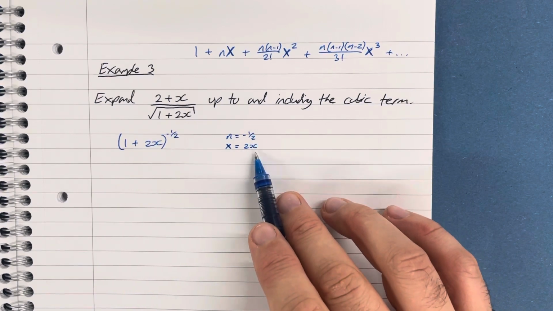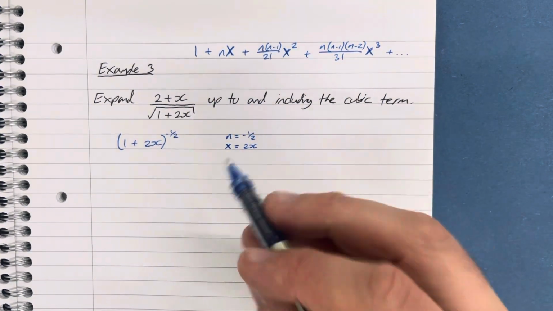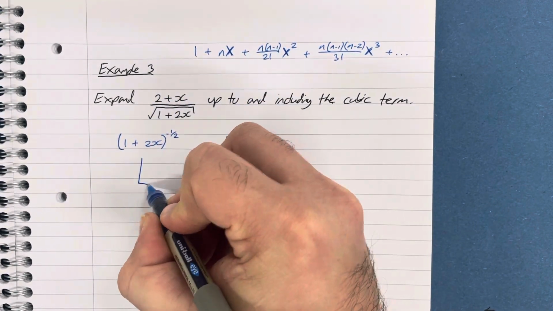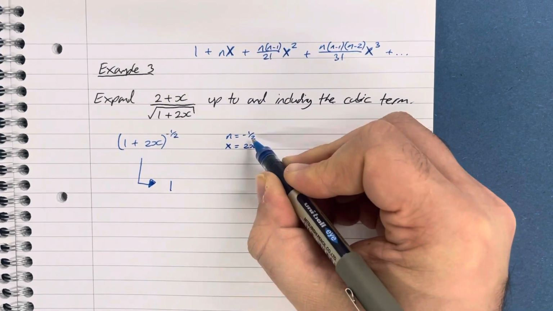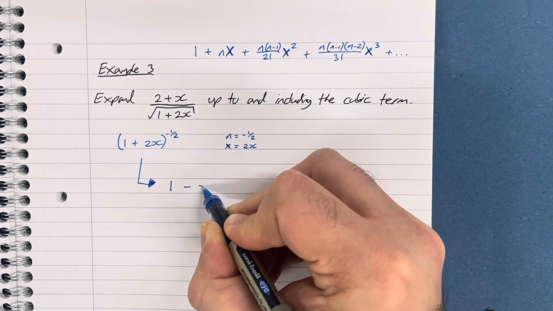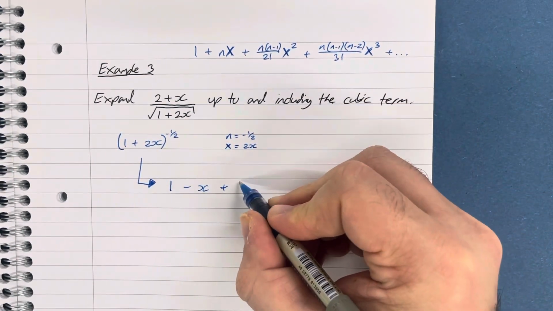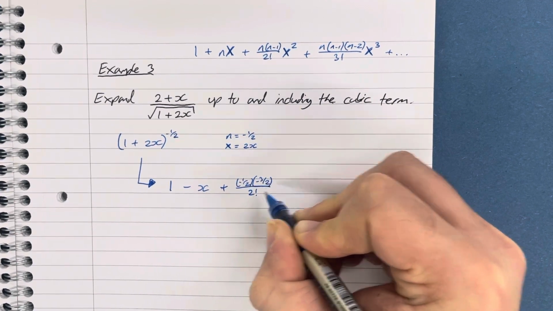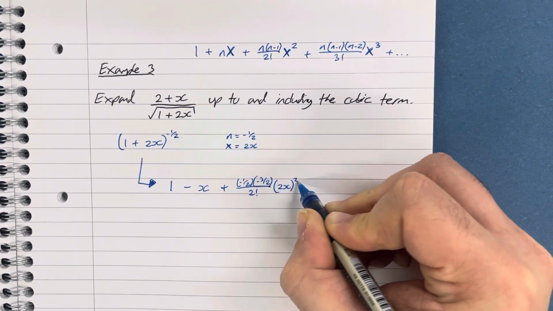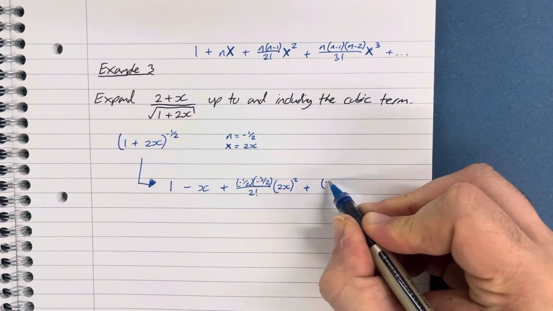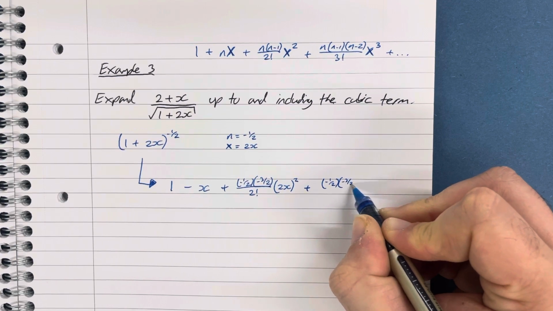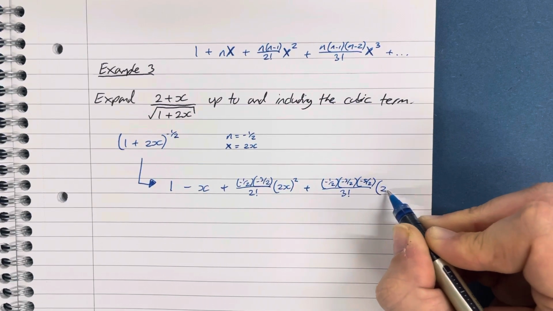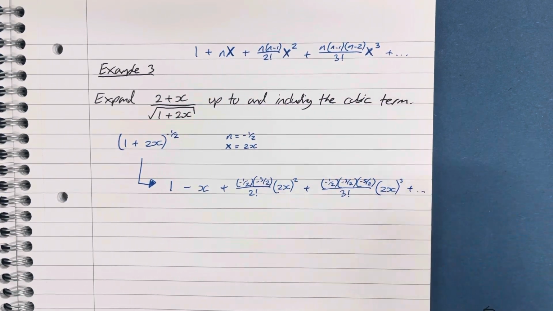And we're just going to take these two definitions and plug them into the first 4 terms up here. So this bracket, and only this bracket, we're ignoring the 2 plus x for now, is equivalent to 1 plus nx, so that's minus a half times 2x is minus x, plus n times n minus 1 over 2 factorial times 2x squared plus n times n minus 1 times n minus 2 over 3 factorial times 2x cubed plus dot dot.